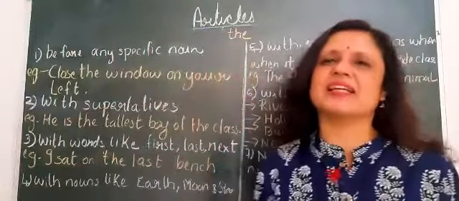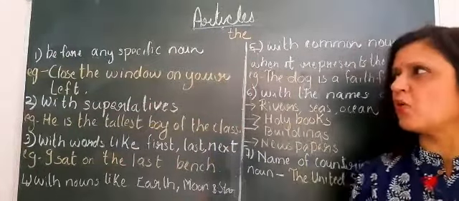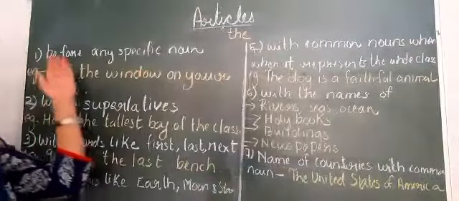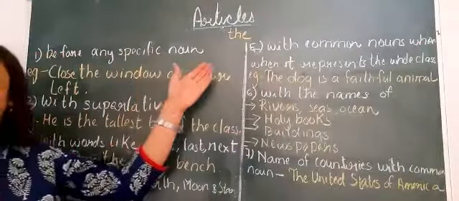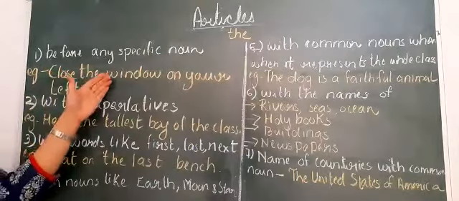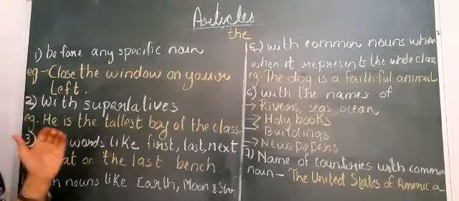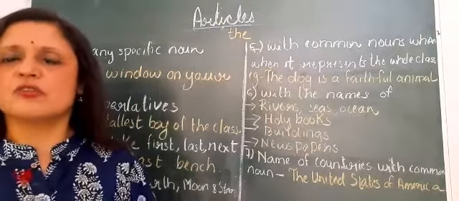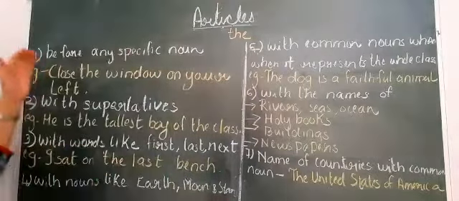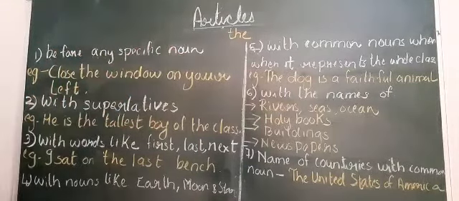As already told, "the" is a definite article and it is used when we want to specify things or with specific nouns. Now let's see the rules regarding it. It is used before any specific noun. Example: close the window on your left. Here we are asked to close the window which is on our left. So the window is specified, which window is to be closed. Thus, the article "the" is used before any specific noun.